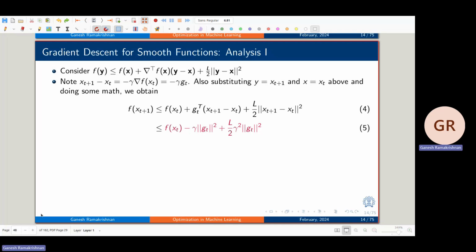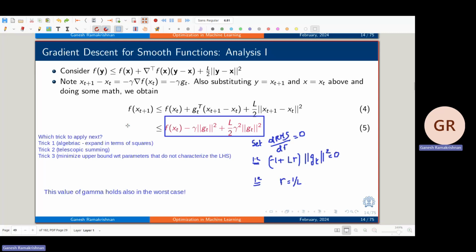See, why am I able to do that? Because this holds for all values. It should hold also for that gamma which minimizes the right-hand side. I'm still sticking to a fixed value of gamma. Okay. So these are the considerations. Which trick to apply next? Trick one, algebraic expand in terms of squares. Trick two, telescopic summing. All the tricks I had mentioned here. Trick three, minimize upper bound with respect to parameters that do not characterize the LHS. That's the trick I've applied. LHS doesn't have gamma, RHS has gamma. Now let's set the derivative of the RHS with respect to gamma to zero.